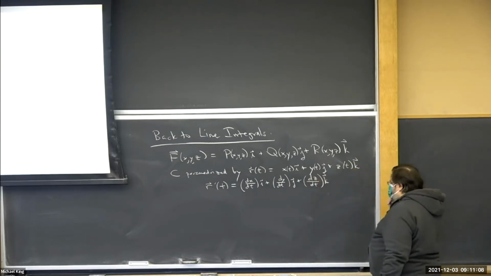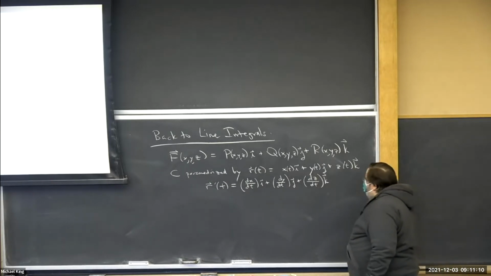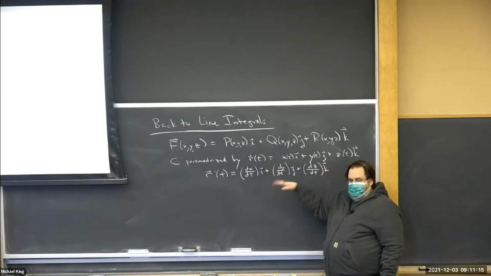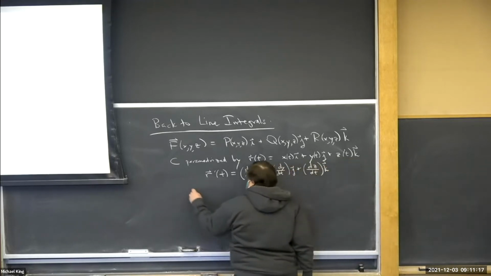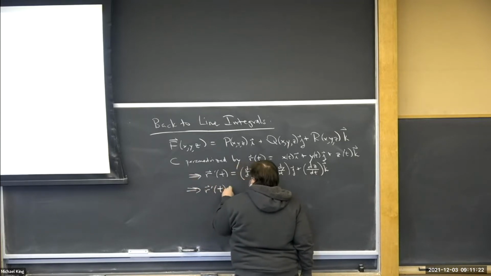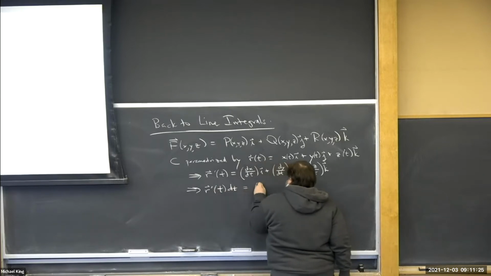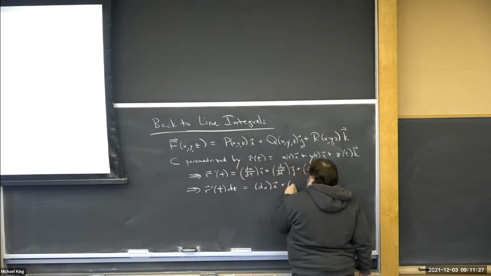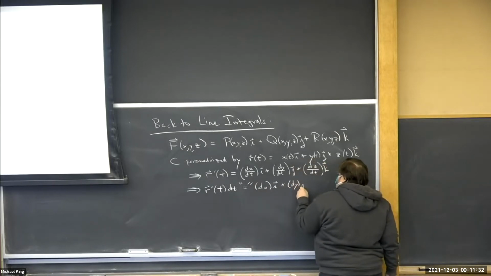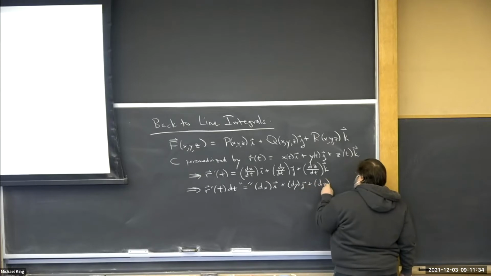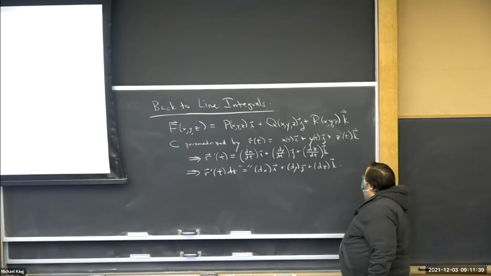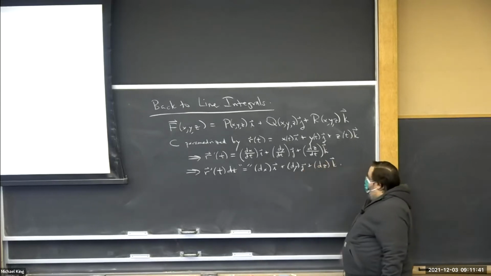It's kind of a goofy thing, but if you think of these as fractions and you multiply through by dt, then r prime of t dt can be written as dx i plus, I'm going to put equals in quotation marks, plus dy j plus dz k. This is kind of a notational thing.